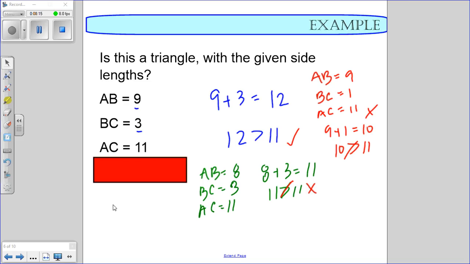So if it equals that third number, it's not a triangle. If it's smaller than that third number, it's not a triangle. But if it's greater than that third number, it is a triangle.